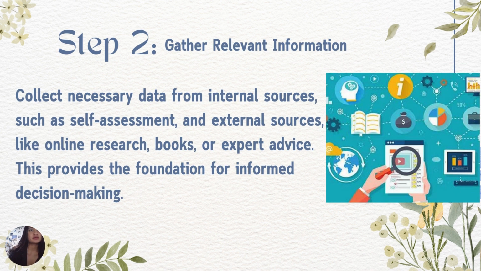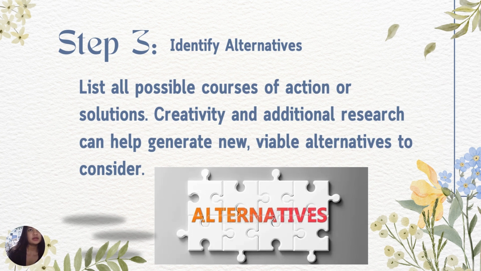Step two is to gather relevant information. Collect necessary data from internal sources such as self-assessment and external sources like online research, books, or expert advice. This provides the foundation for informed decision making. Step three, identify the alternatives. These are all possible courses of action or solutions. Creativity and additional research can help generate new alternatives to consider.